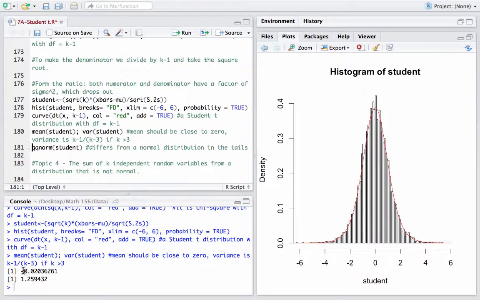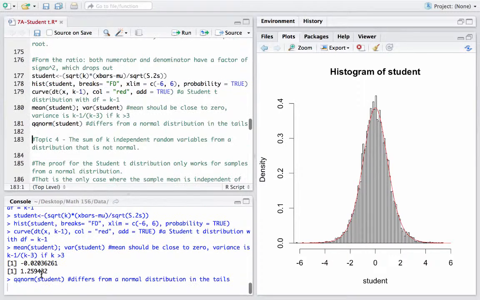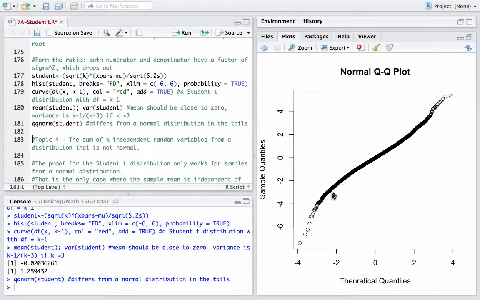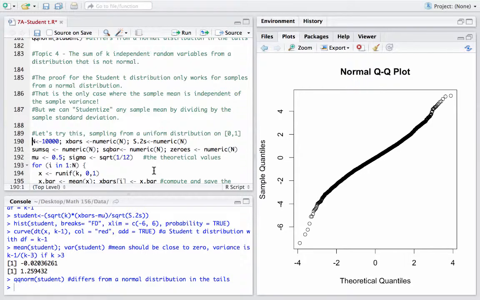And so the mean is behaving, it's very close to 0, and the variance is falling in step as well. If we take the QQ plot, we see that we're much, much closer to normal, but still crazy things start to happen in the tails. Now we're going to take a look at what happens when we apply the thought process behind student's distribution to non-normal populations.